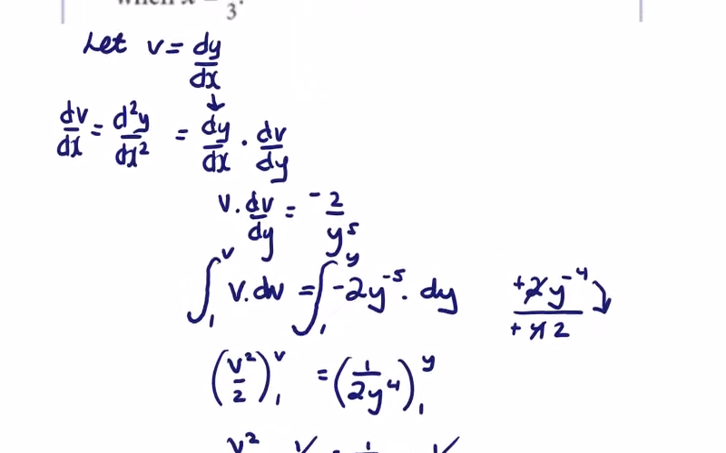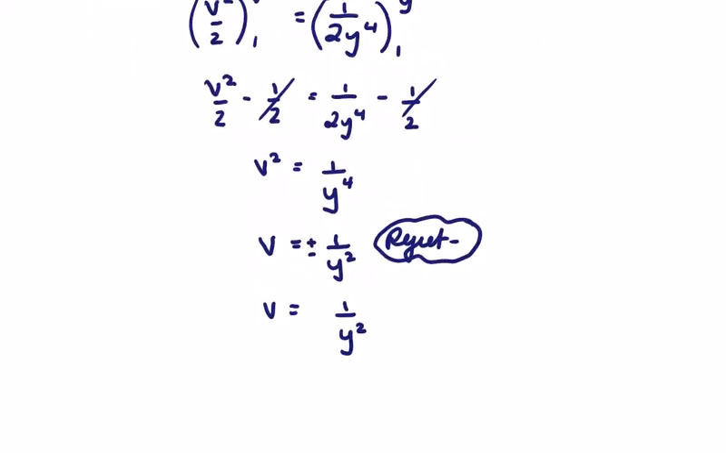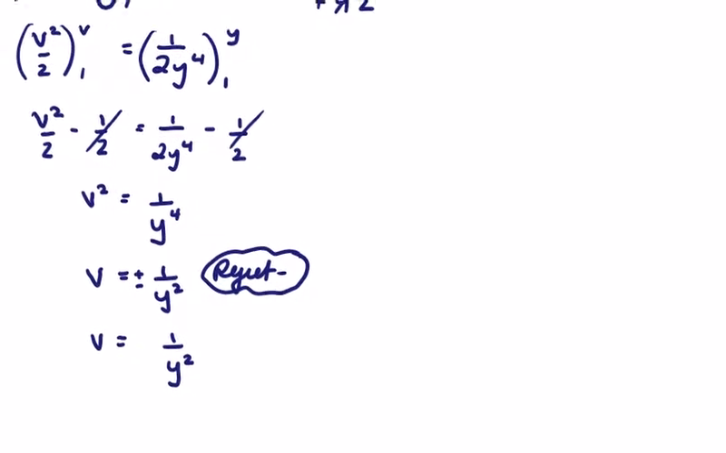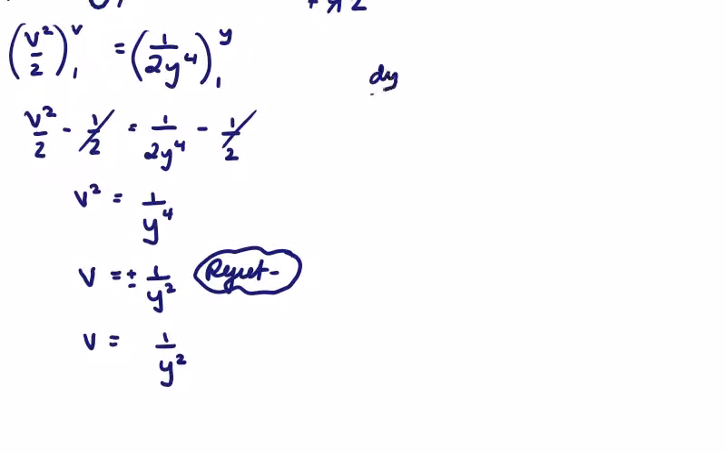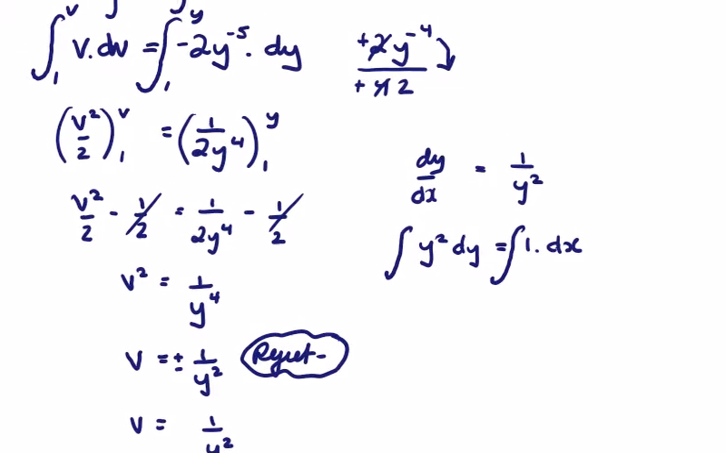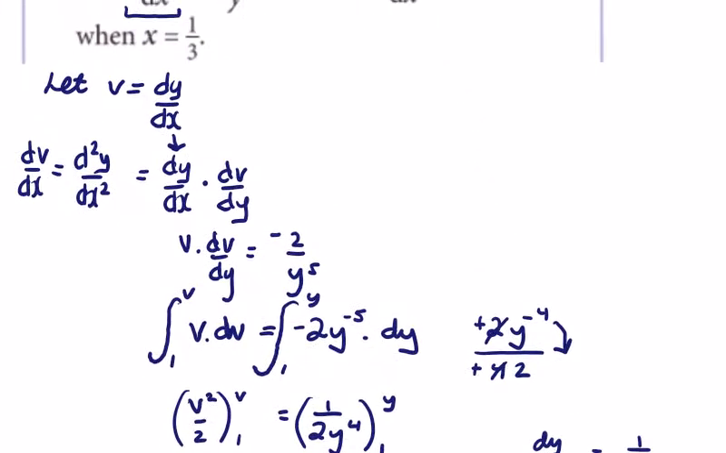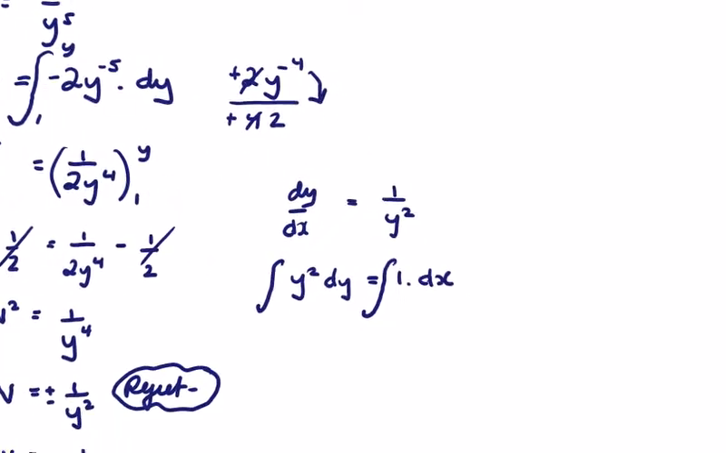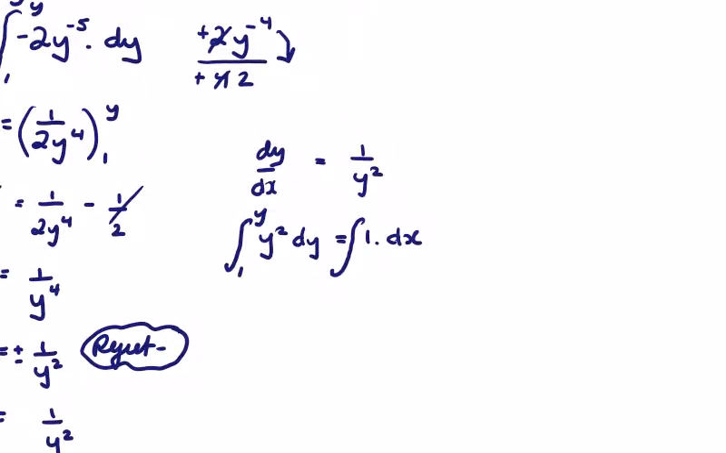And from the very beginning, v is dy/dx. So dy/dx is equal to 1 over y squared. So y squared dy is equal to 1 dx, if you want to leave the 1 in. If we put our integrals in, we talk about y and x. x is a third when y is 1.